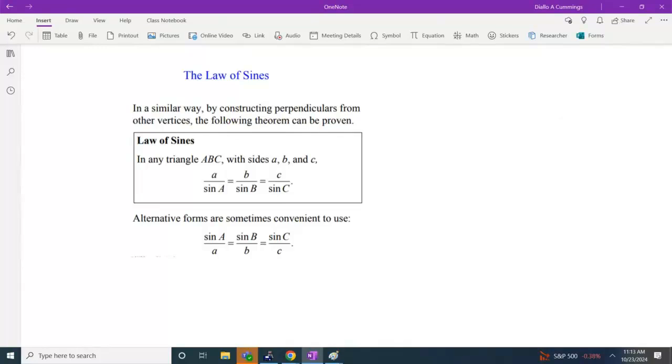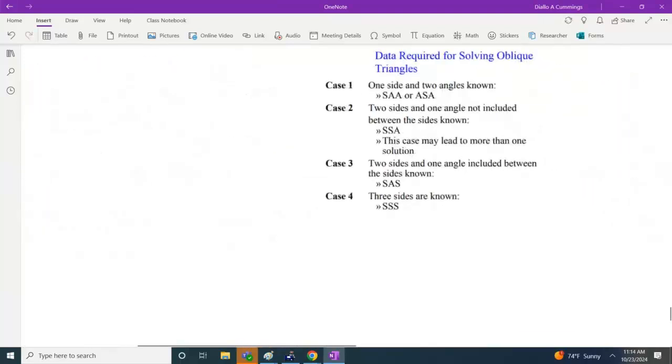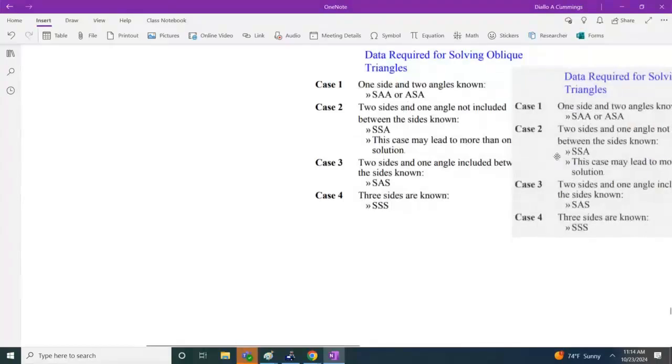And we've come to the point now in the course where we shift from right triangle trigonometry, which is the Pythagorean theorem type thing, to solve triangles. And we're going to solve what are called oblique triangles. An oblique triangle is simply a triangle that does not have a right angle.